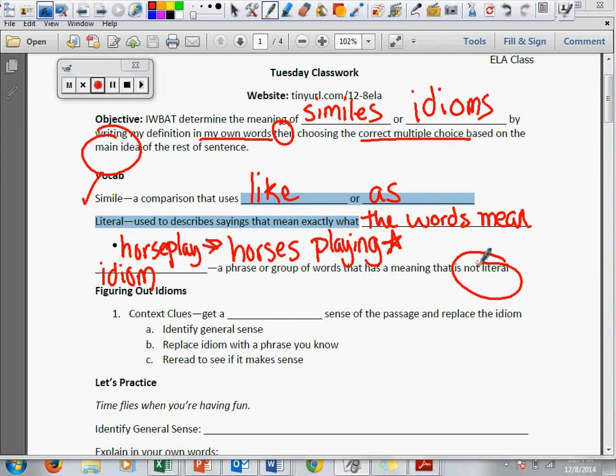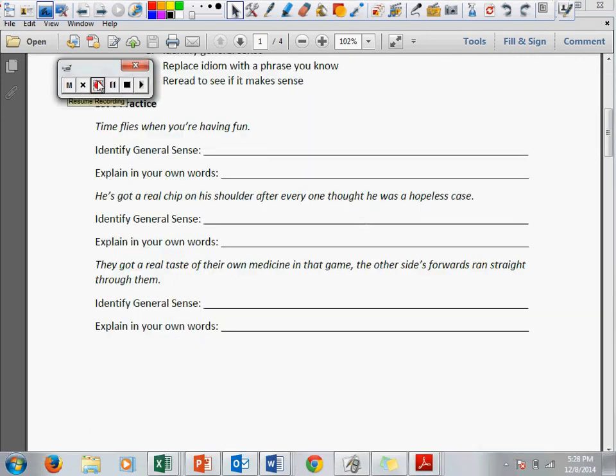And our job today, looking back at the objective, is to determine the meaning of similes or idioms. And the way we do that is with context clues. So we're going to get a general sense of the passage and replace the idiom with our own words. So first step is identify the general sense, replace the idiom with a phrase you know, and then reread to see if it makes sense. We're going to go ahead and practice that now. Again, go ahead and pause your video if you need to catch up on notes or anything.